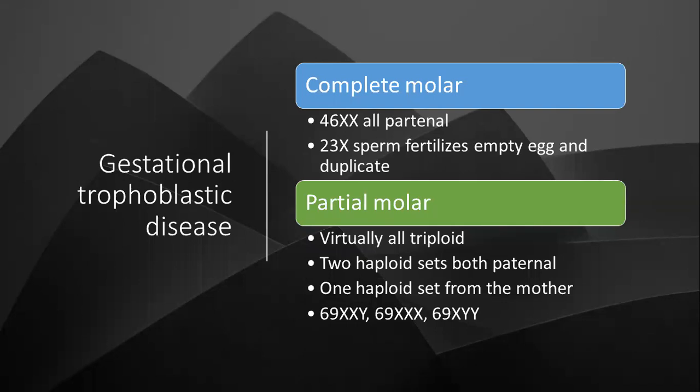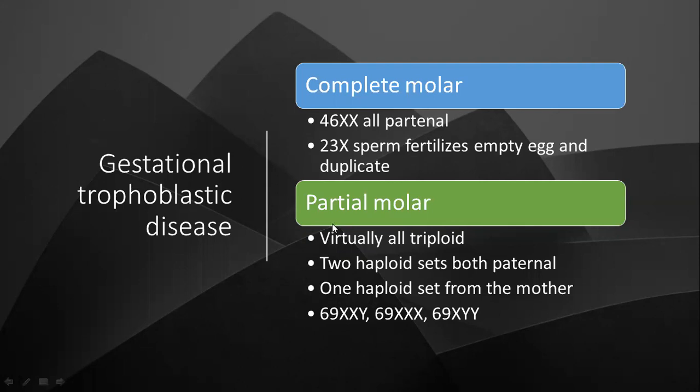So we've got what we call a complete molar, where we've got 2 pairs of chromosomes, the 46XX, which are all paternal, and what we then see on ultrasound scan is the echogenic endometrium or placenta with multiple cystic changes. And when we evaluate the adnexal origins, we'll see thecal luteal cysts in the ovaries. So we've got 23 sperm that fertilizes an empty egg and then duplicates. That's how we get our complete molar.